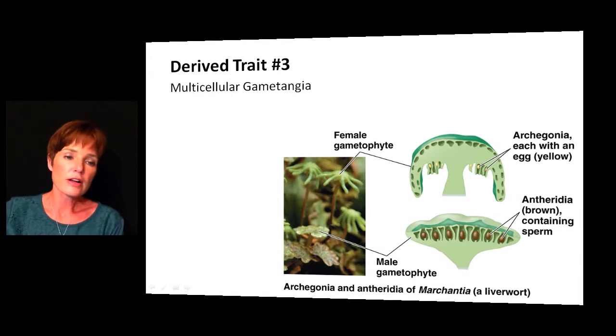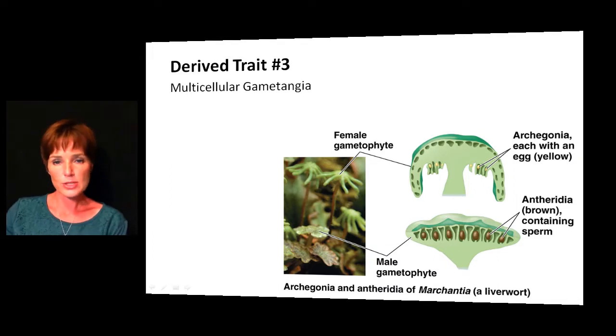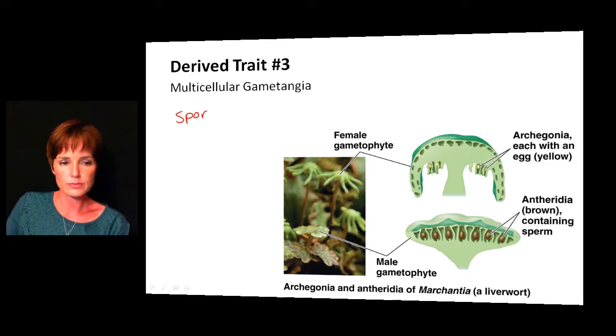If we look at derived trait number 3, this will be the multicellular gametangia. So this is somewhat similar to the first one where we talked about the alternation of generations. In this case, we're talking about those spores. The spores are going to travel somewhere, so they'll be dispersed, and then they're going to undergo mitosis. And after they do that, they will develop into the gametophyte.